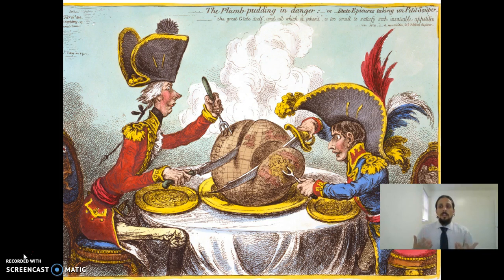Napoleon gains power over France, and he is more or less a military dictator over the French Empire. Napoleon wants to wage wars of aggression against the rest of European society. He has dreams of conquering all of Europe. As this political cartoon implies, the British and the French are almost carving up the world, and Napoleon wants to cut out Europe for the French Empire. Now, the rest of Europe is not happy about this.